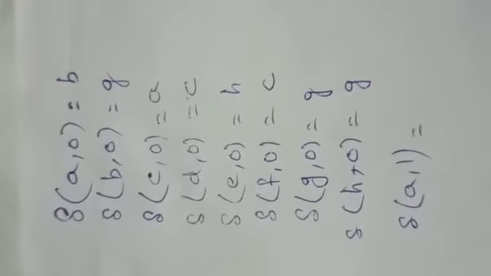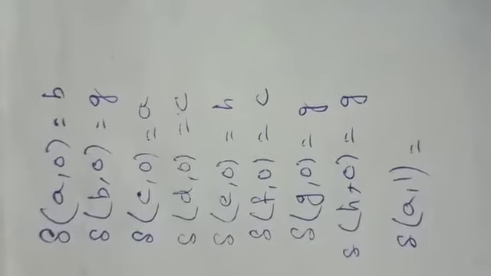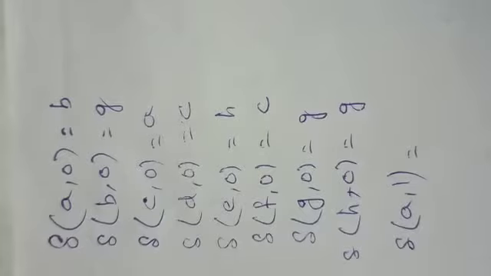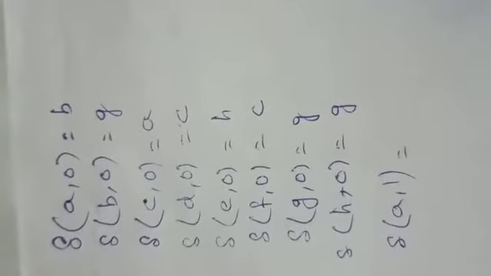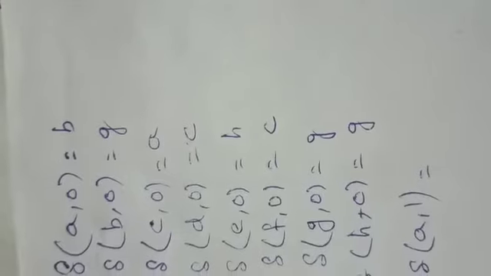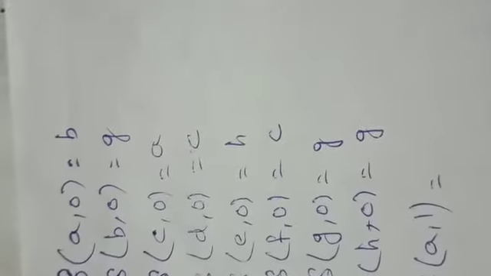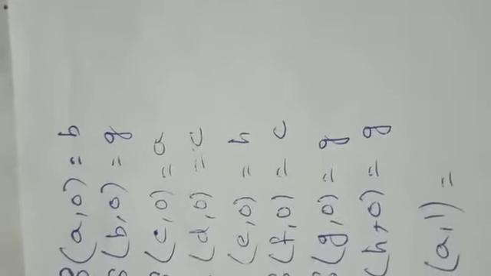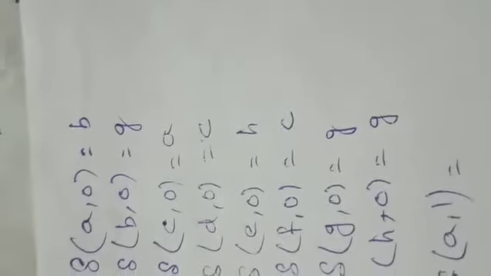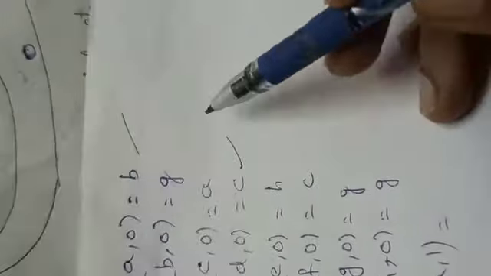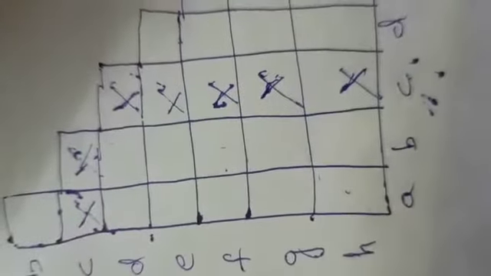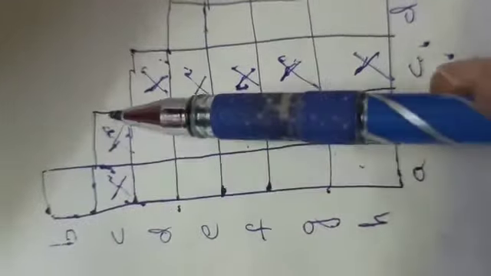Now we find pairs like del of A comma 0 gives B, del of B comma 0 gives G, del of C comma 0 gives A, del of D comma 0 gives C, del of E comma 0 gives H, del of F comma 0 gives C, del of G comma 0 gives G, del of H comma 0 gives G. Now we find which ones already have an entry. Does B, C have an entry? Yes, B, C has an entry.